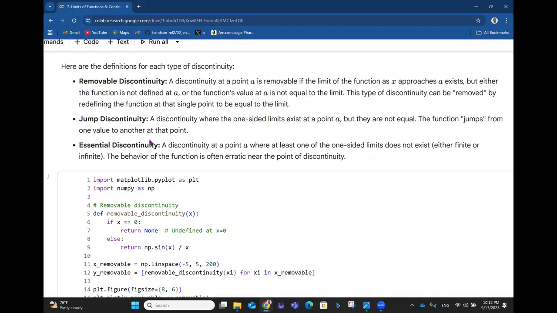So you have essential discontinuity also, which is a discontinuity at a point a where at least one of the one-sided limits does not exist, either finite or infinite. The behavior of the function is often erratic near the point of discontinuity. That's why I said things can get chaotic.